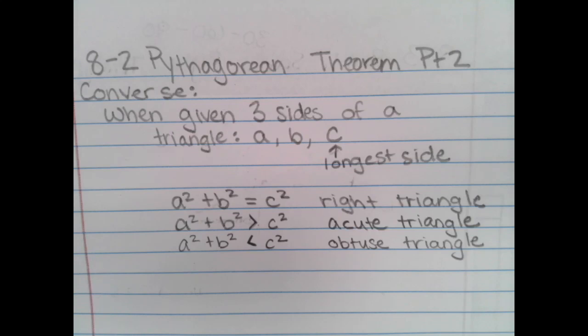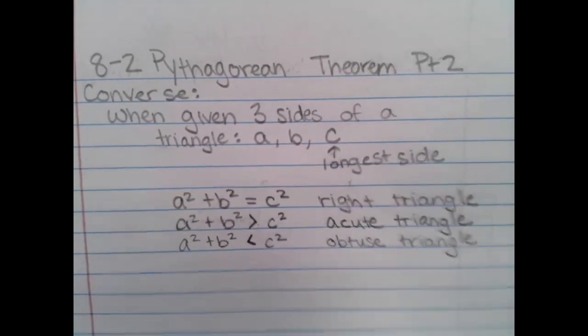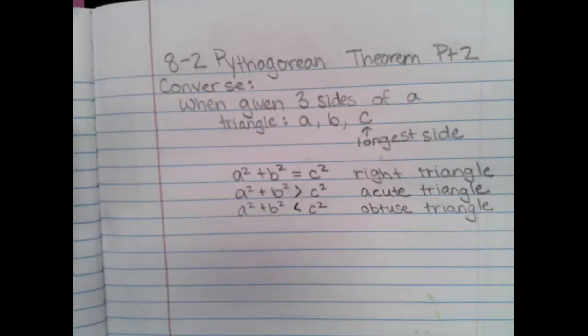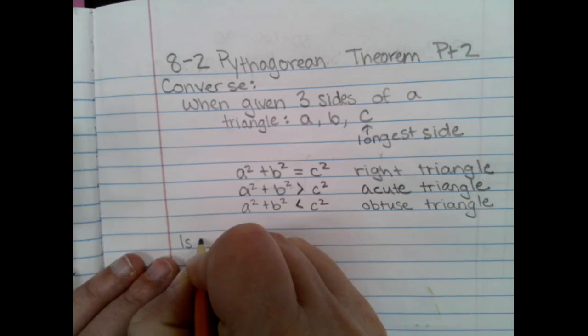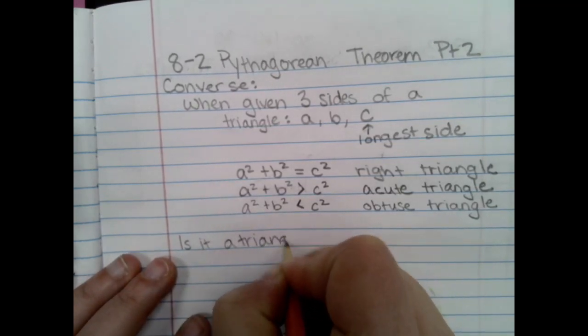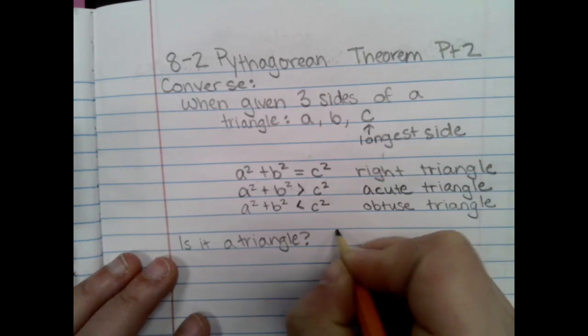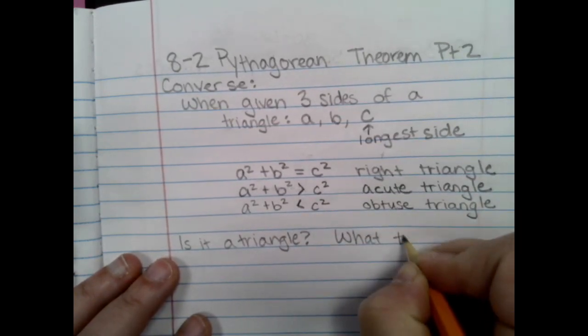Alright, so we have 3 examples we're going to do today. All of our examples, our first thing we have to do is make sure that it makes a triangle. If it doesn't make a triangle, it doesn't even matter if a squared plus b squared equals c squared. So our first step is to see, is it a triangle? Yes or no? If it is a triangle, we want to know what type is it. Is it right, acute, or obtuse?